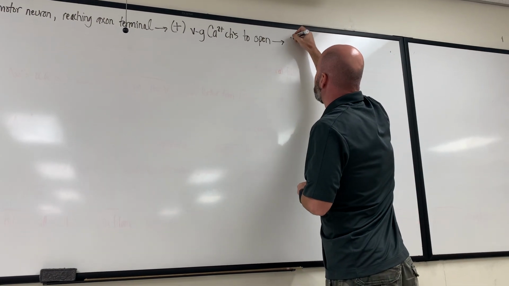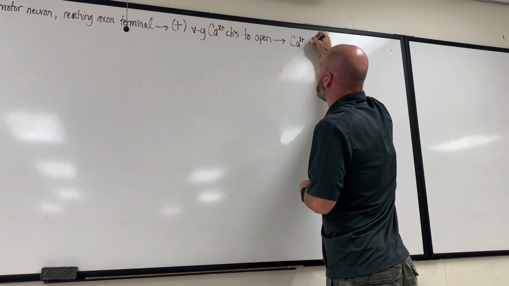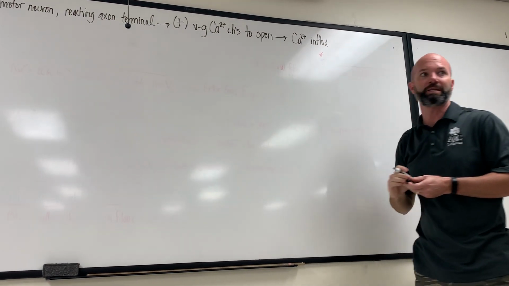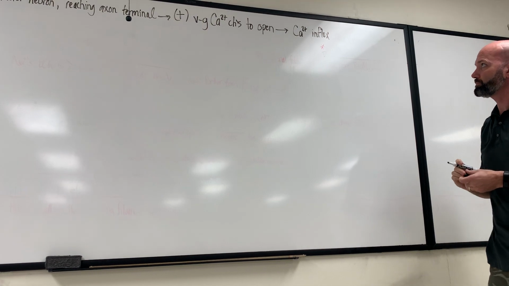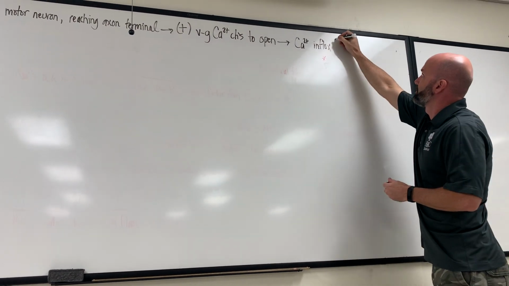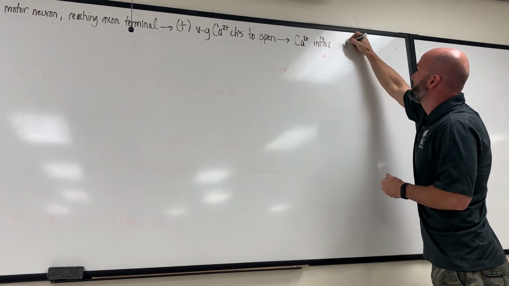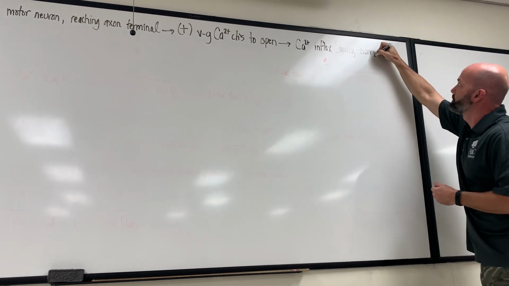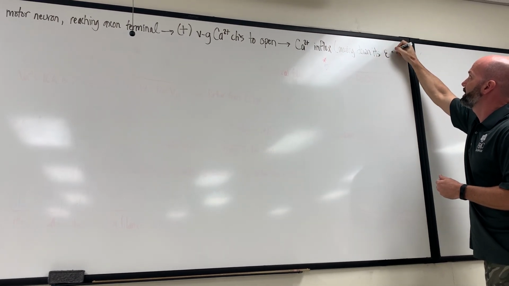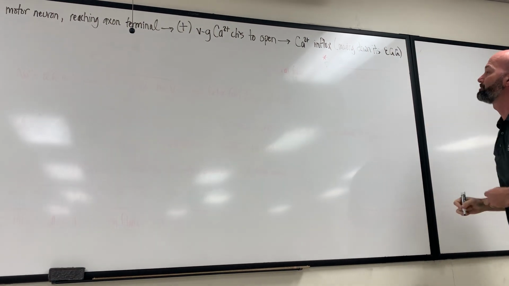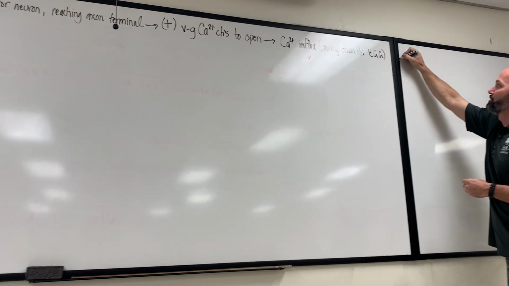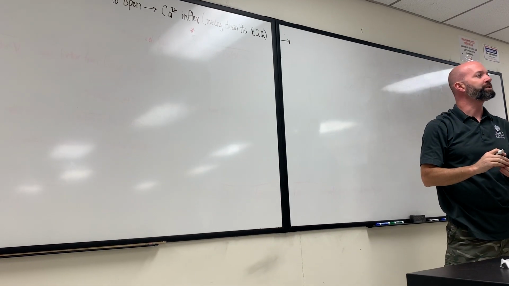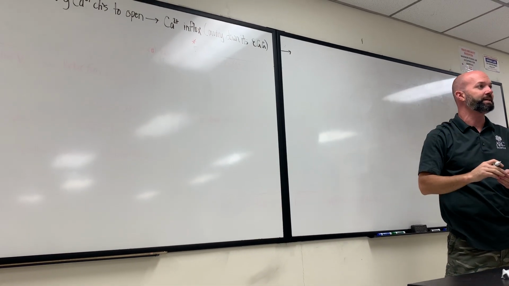This results in calcium influx, right? Because calcium is entering the axon terminal. Why is it going in? Because of the electrochemical gradient. It's moving down its electrochemical gradient. So now you've got calcium levels increasing in the axon terminal.